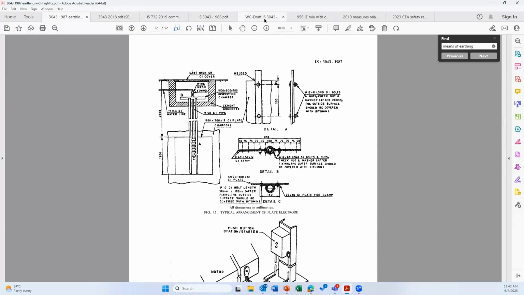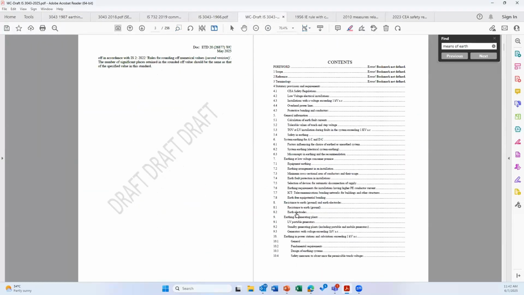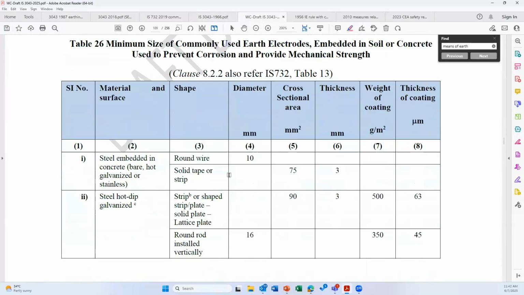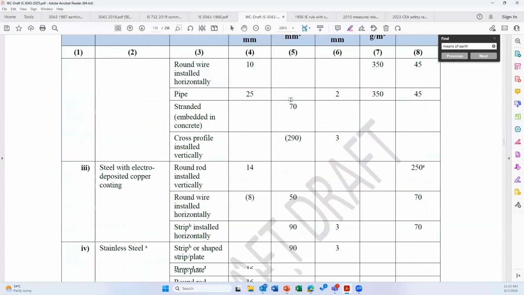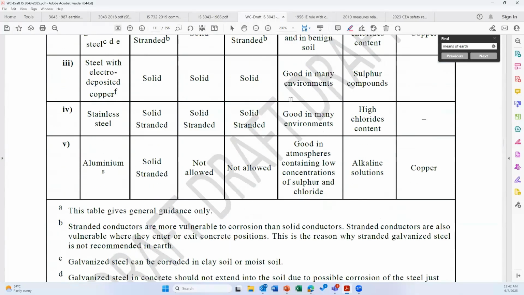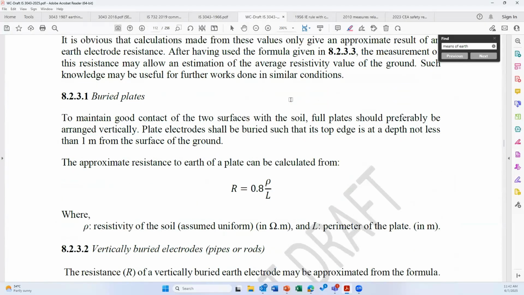Now, these figures are being modified. The new figures, let me show you. Earth electrodes: the table of minimum size of earth electrode has been taken from IS 732 as well as last year's NEC. Basically, the information is from IEC 60364 and IEC 61936. All over the world, the international standards are following this table as the minimum size of earth electrode with the conditions of installation. If you have copper and if you have GI, what kind of problems can come. All this information is being included.